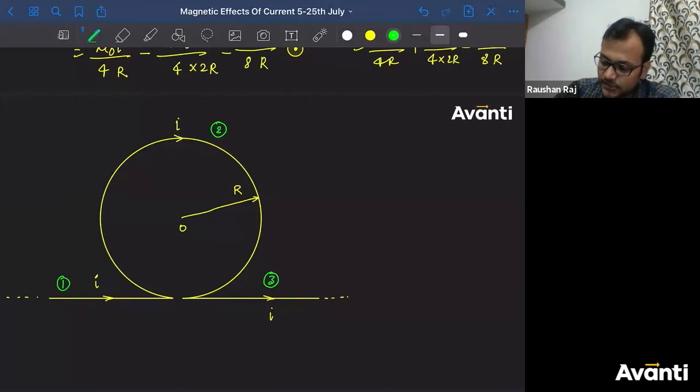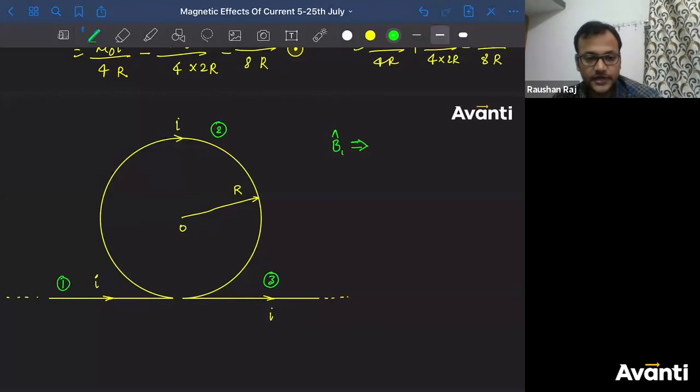Tell me what is the direction of magnetic field because of the first element. B1 का direction क्या है? जल्दी से बताओ. I have given you two methods to do that. पहला क्या है? Direct your thumb along the direction of current and curl your right hand fingers. So you'll get concentric circles, draw the tangent, get the answer.